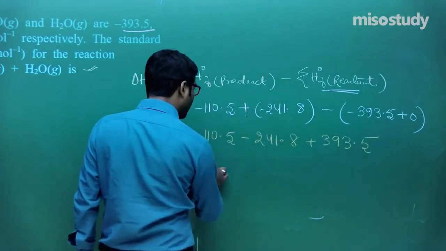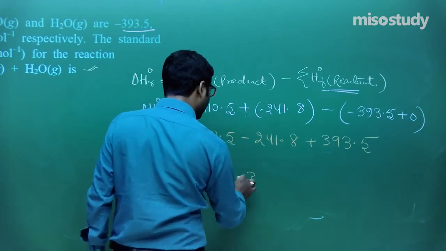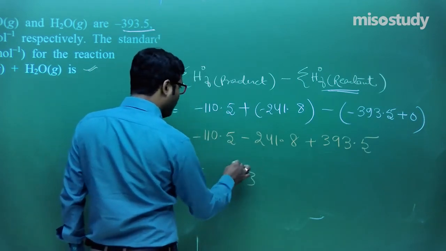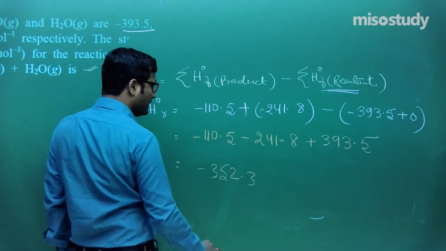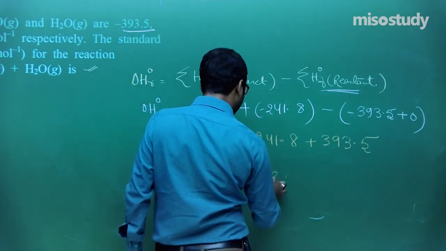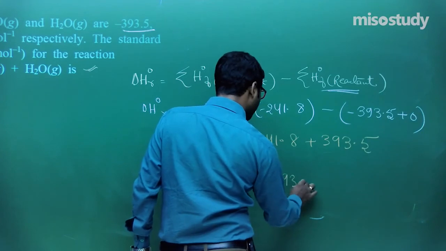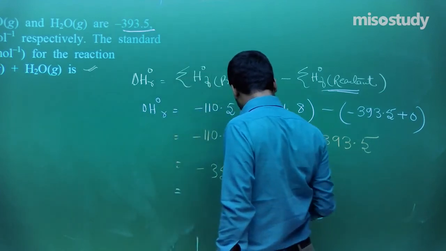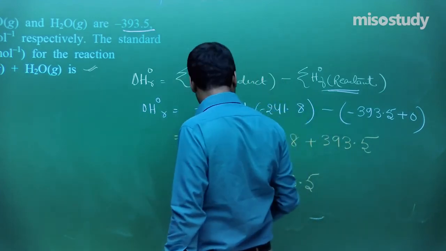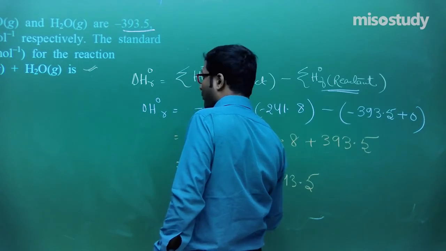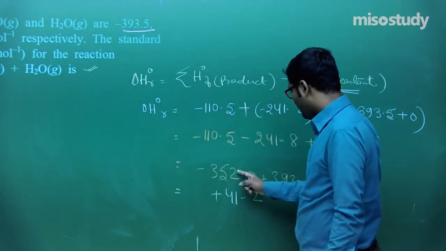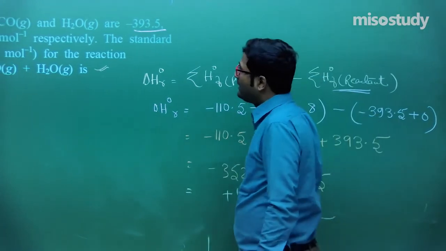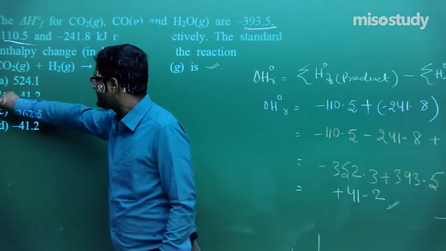Calculate them. Minus 110.5 minus 241.8 is minus 352.3, plus 393.5. Now minus minus will give plus, so the answer is plus 41.2 kilojoule per mole. So this is the expression.